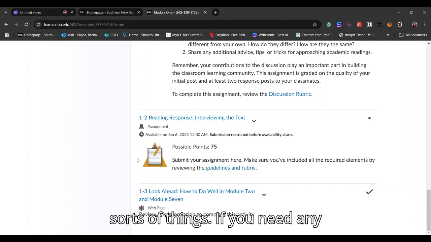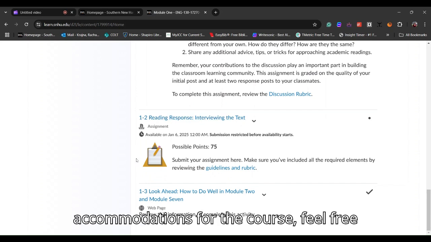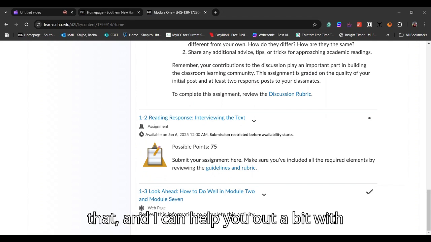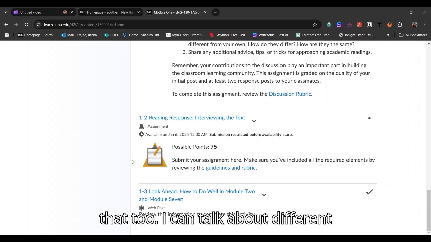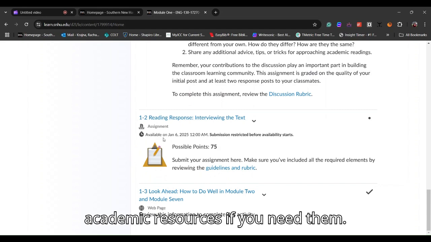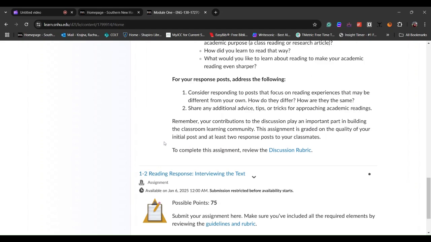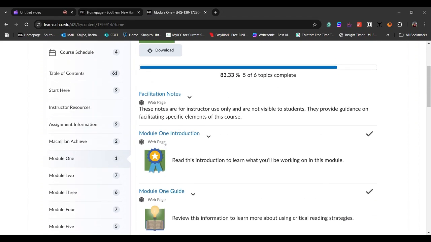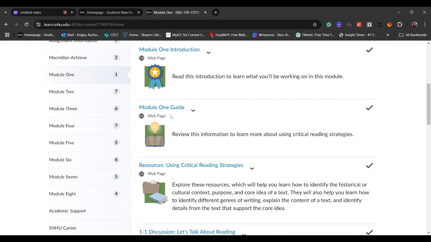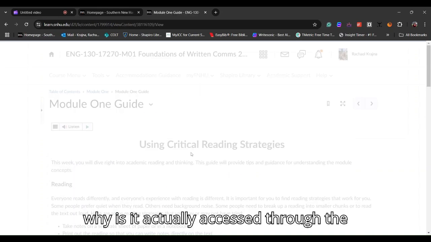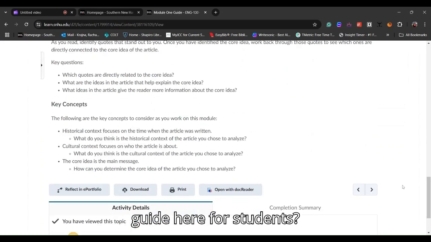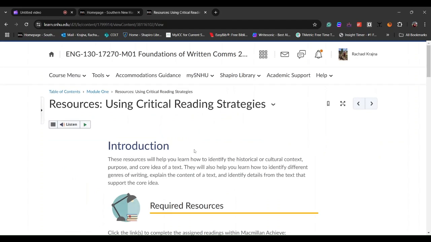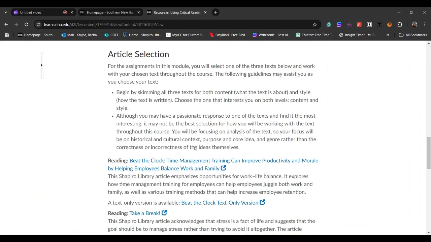If you need any accommodations for the course, feel free to email me as soon as possible about that. And I can help you out a bit with that too. I can talk about different academic resources if you need them. But for the textbook, it might have to actually be accessed through the guide here for students.